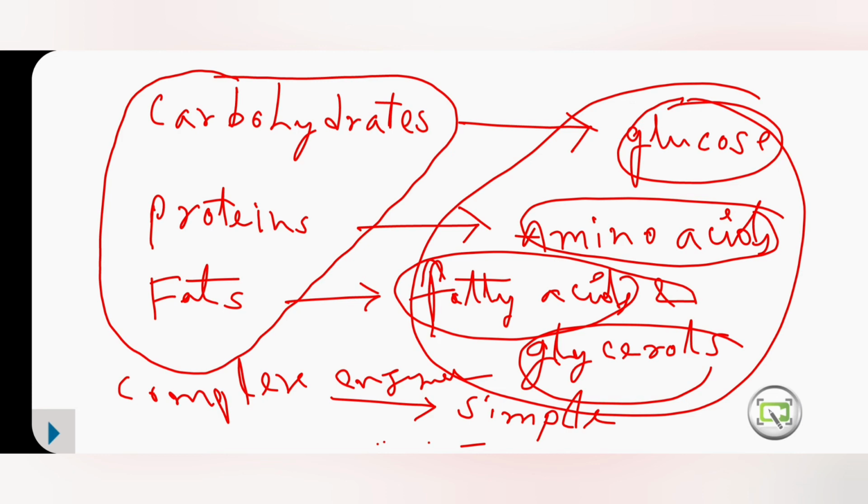The digestion is completed by the end of small intestine, and the end products of digestion are absorbed into the walls of small intestine. How they are absorbed into the walls of small intestine is to be known. To know that, we have to know the structure of small intestine. Let us learn about it in the next part.